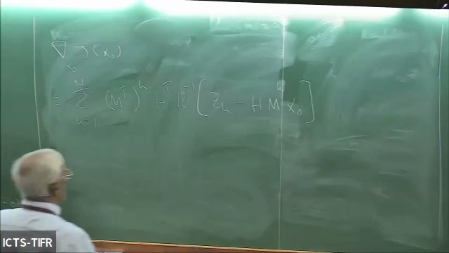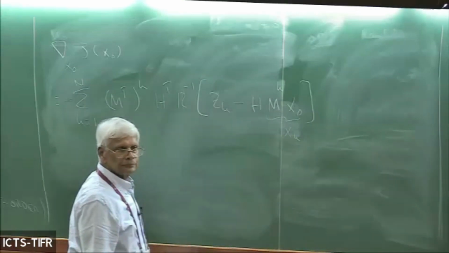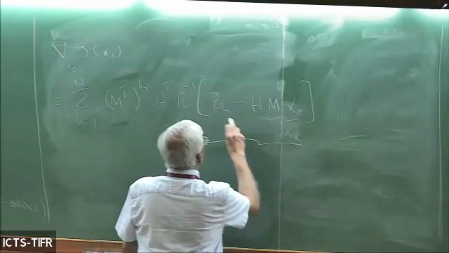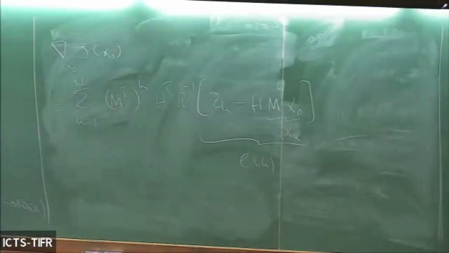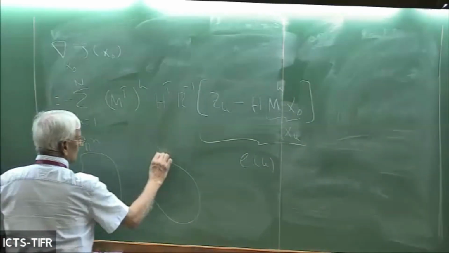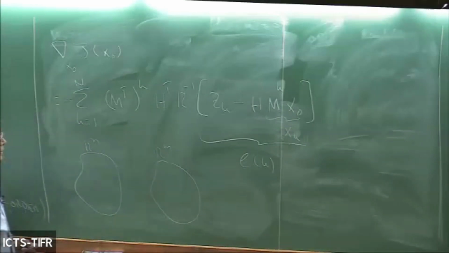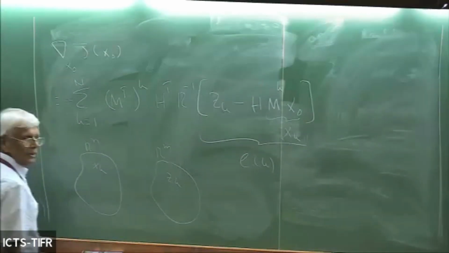But M to the power k x naught, that is xk. Are you with me? So this is zk minus h of xk, that is ek. All of you with me? I'm going to give a physical interpretation to the expression for the gradient. So I have a model space, I have an observation space. Now xk remains here, zk remains here.